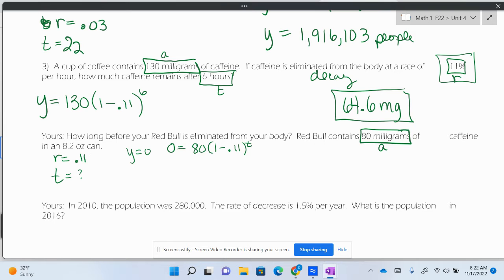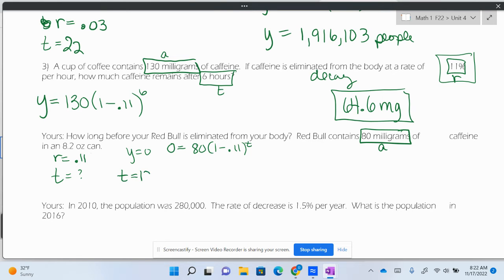So how long do you think it's going to take? Look at the question above. If it took 6 hours to break it down in half, like 6 hours, cut about in half, what do you want to try? Because we know it's going to be more than 6. Give me a number. 12. Okay. So let's let T equal 12.